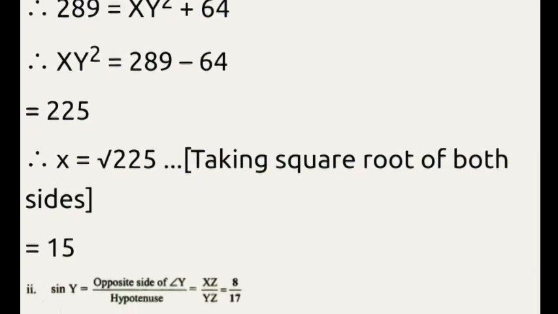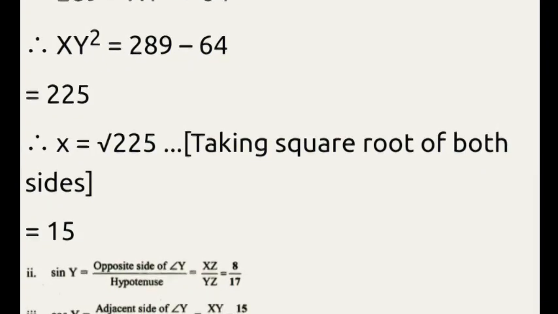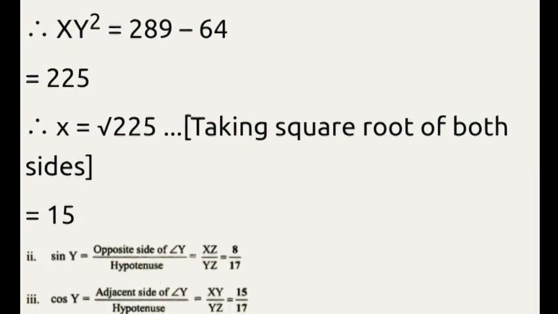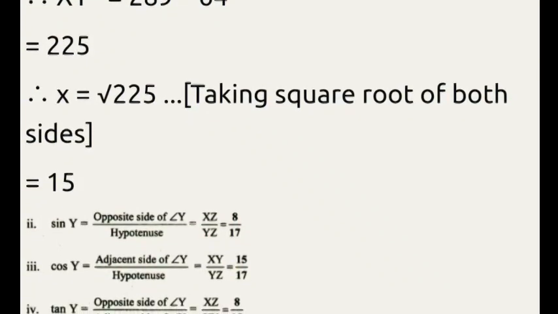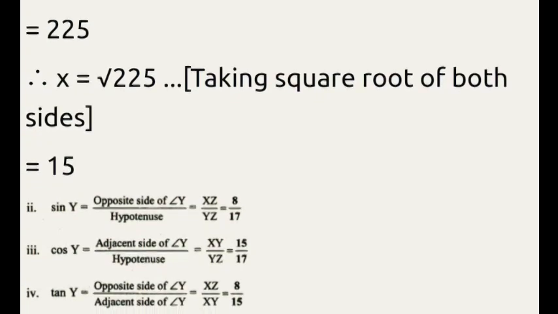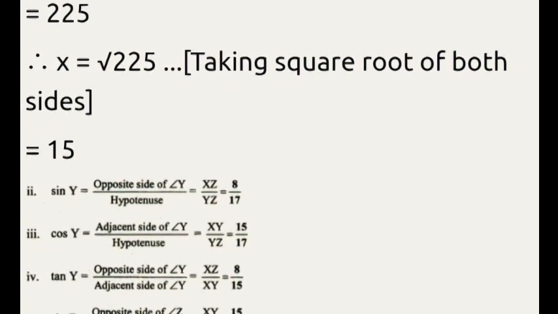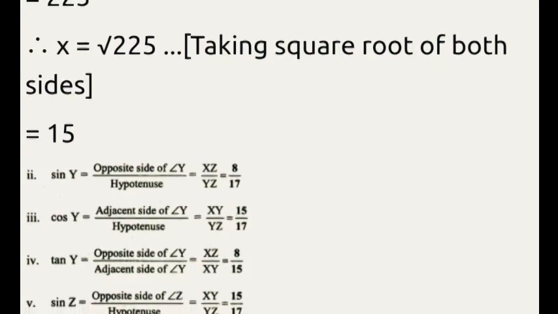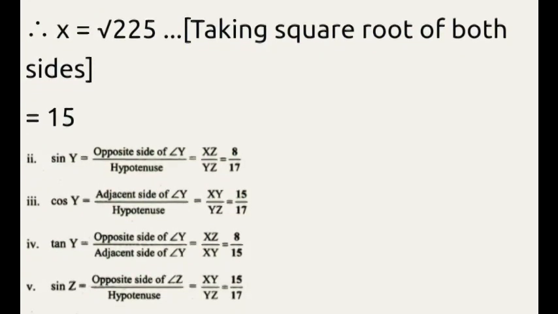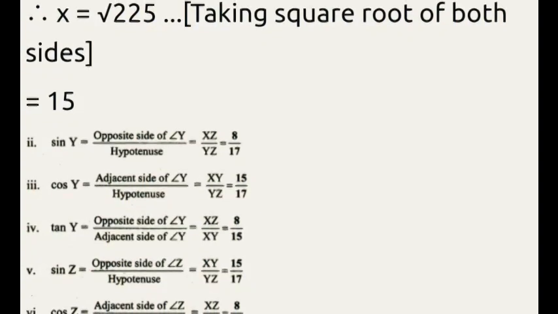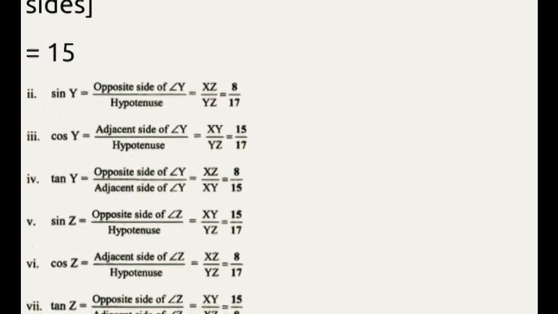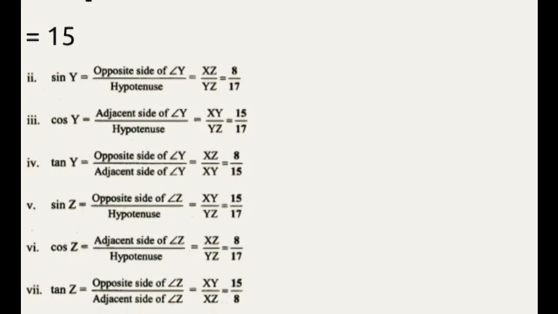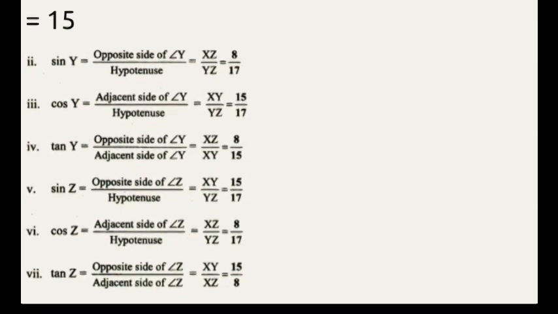Then sin y is equal to opposite side of angle y upon hypotenuse, which is equal to 8 upon 17. Cos y will be xy upon yz, which is equal to 15 upon 17. Now tan y is equal to xz upon xy, which is equal to 8 upon 15. Sin z is equal to xy upon yz, which will become 15 upon 17, and cos z is equal to 8 upon 17, and tan z will become 15 upon 8.